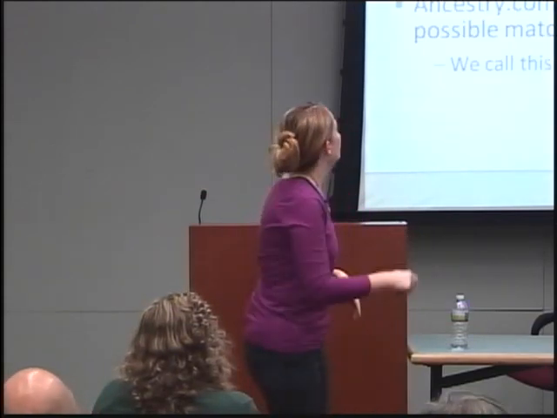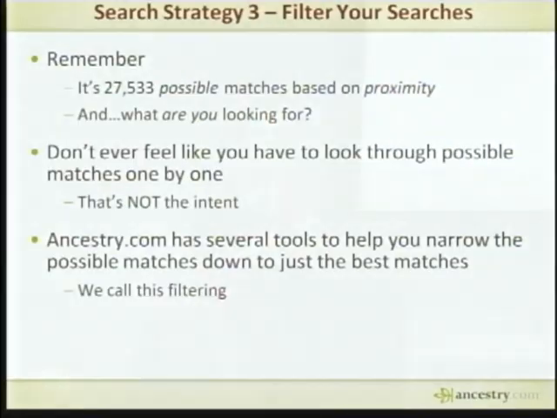Then what do you do? Well, this brings us to search strategy number 3, which is to filter your searches. It is not the intent that you go through one by one 500,000 matches or 27,000 matches. That is not the intent. And you're not using Ancestry to its full capacity if you are doing that. So let's talk about what you can do.